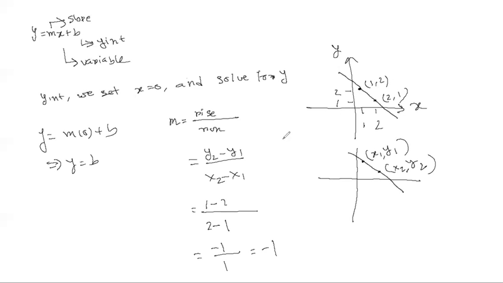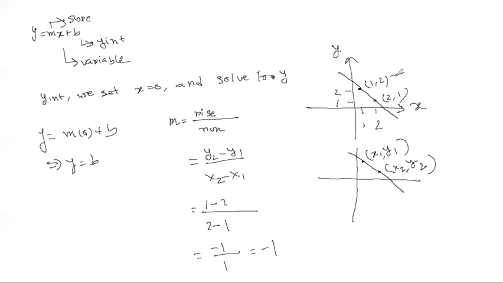And we just took these values, substituted them into the formula and solved for it. y2 was 1, y1 was 2, x2 was 2, and x1 was 1. We can see it's a negative slope, which means it's a falling graph.